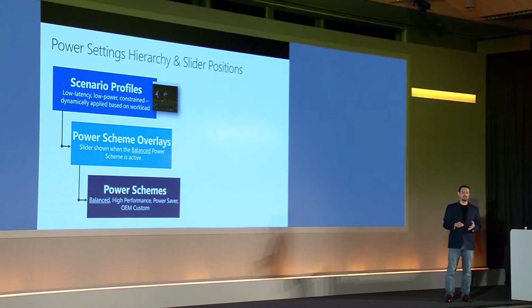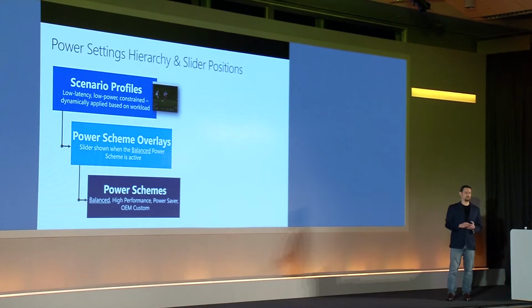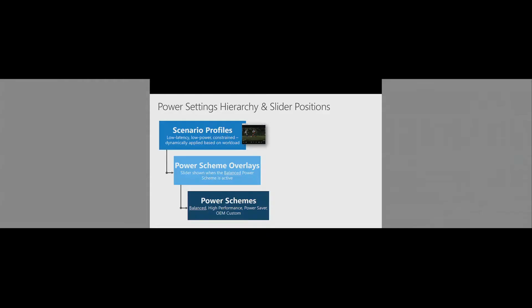PPM and energy performance preference values, EPP for short, that are defined in the overlays will override the settings that are defined in the power scheme level. So this is a hierarchy. Above overlays are scenario-specific profiles that engage during workloads such as full-screen video playback or real-time communications. These scenario profiles override all the settings defined in the two layers below. Settings that are not defined in the overlay level are inherited from the power scheme level.